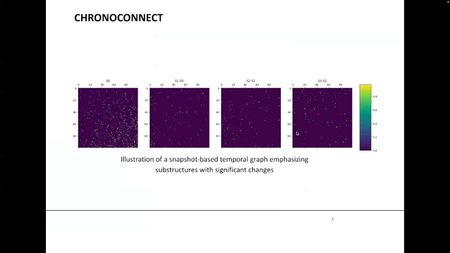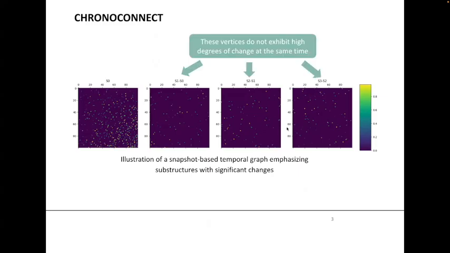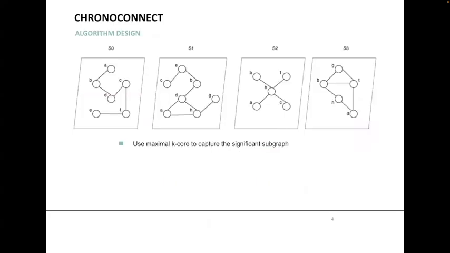This is the snapshot-based temporal graph. It shows the changes from different times. From these three pictures, we can see these vertices do not show high degrees of change at the same time, so we need a method for extracting significant subgraphs.